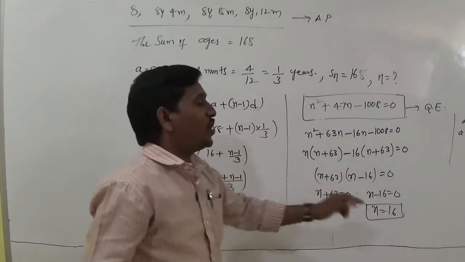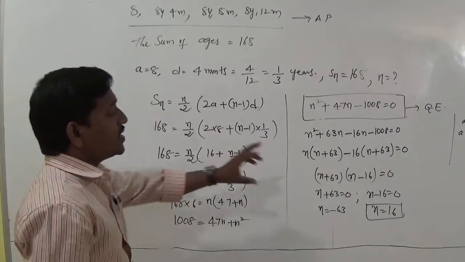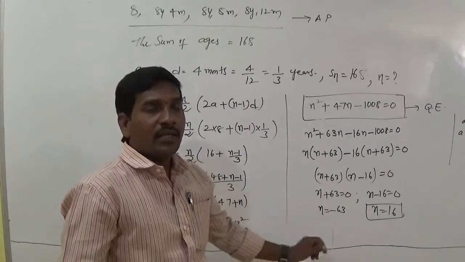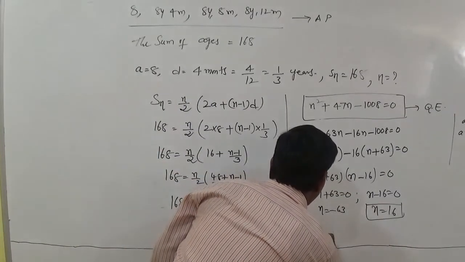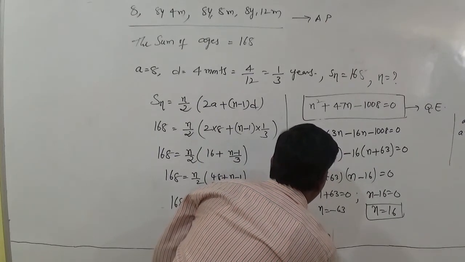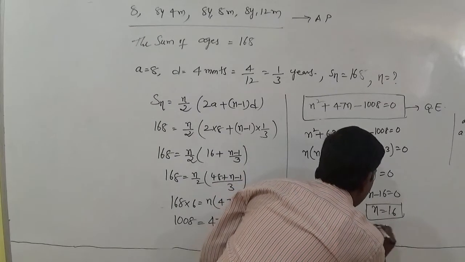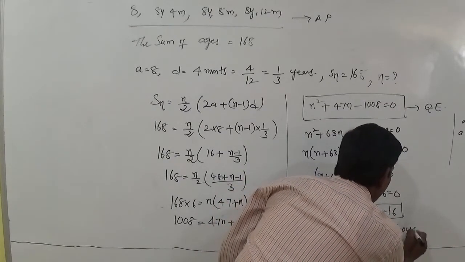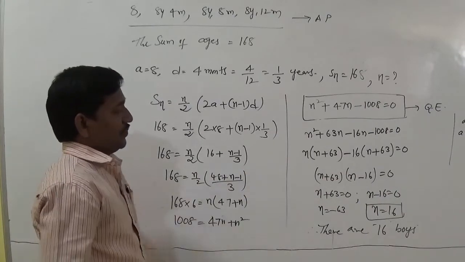Here n is a positive value. So how many boys are there? There are 16 boys. What is the n value? 16.